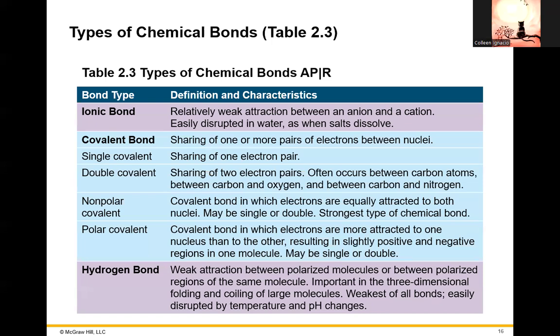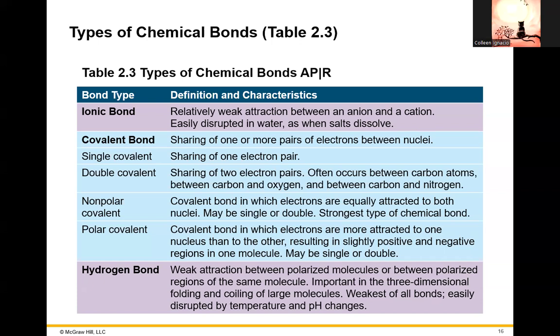Okay, this is a great table if you are a visual learner that kind of breaks down the different bonds. You have ionic bonds, covalent bonds, as well as the hydrogen bond. The ionic bond is relatively weak. It's a positive and a negative that are attracted to each other, but it's easily disrupted in water. Covalent bonds are the strongest of them all, and we can share one pair of electrons. That'll be a single covalent bond, or two electron pairs can be shared, that is double covalent bond.